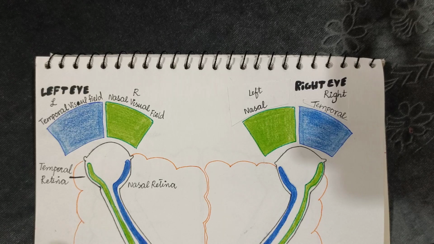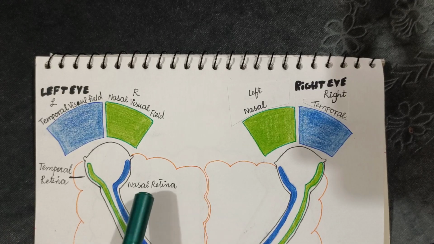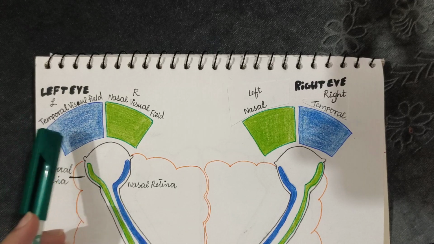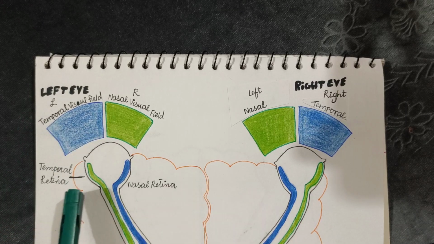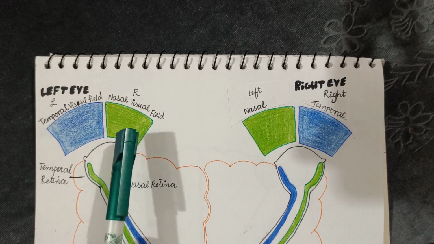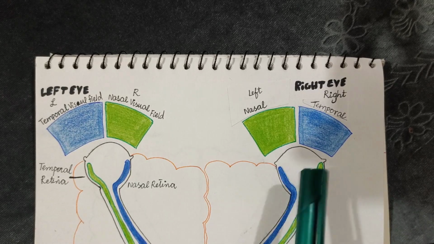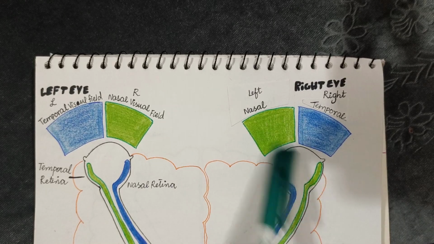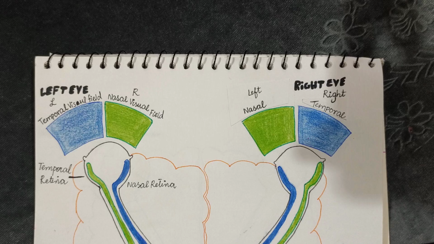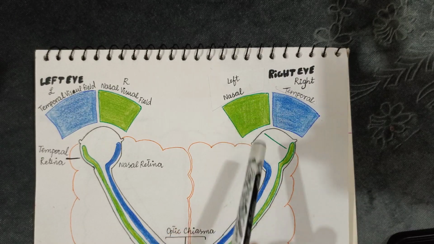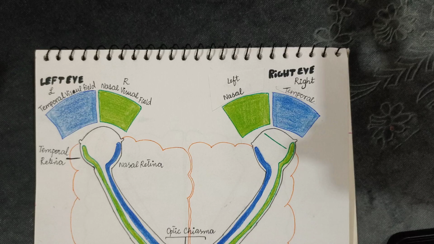Okay, now the important thing which you have to remember, because that's how it works: your nasal retina receives the information from your temporal visual field, and your temporal retina receives the information from your nasal visual field. Temporal retina, nasal visual field; nasal retina, temporal visual field.